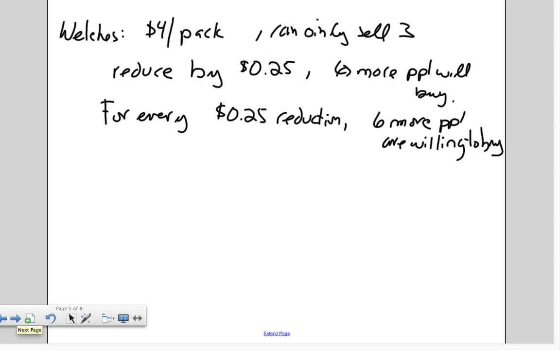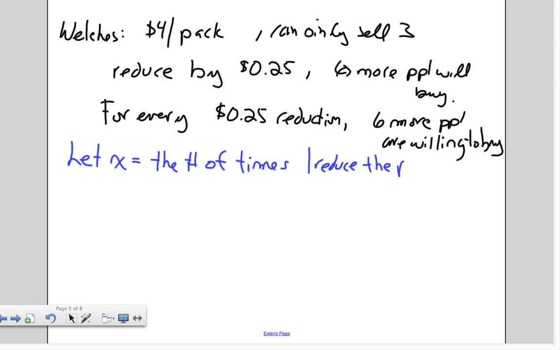What I could do is let x be the number of times I reduce the price by 25 cents.